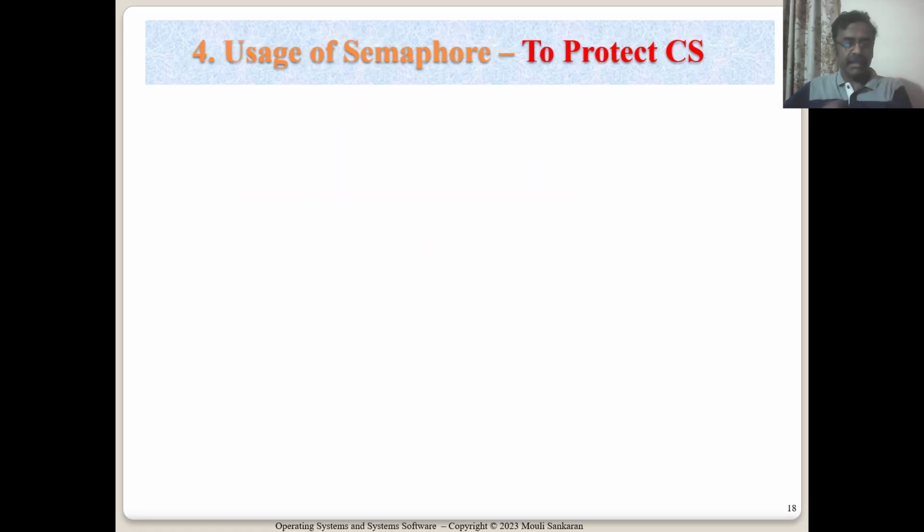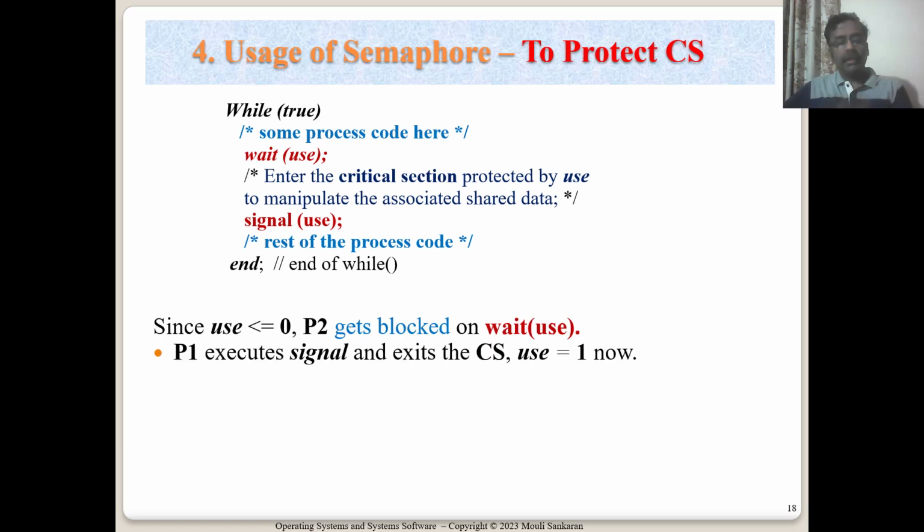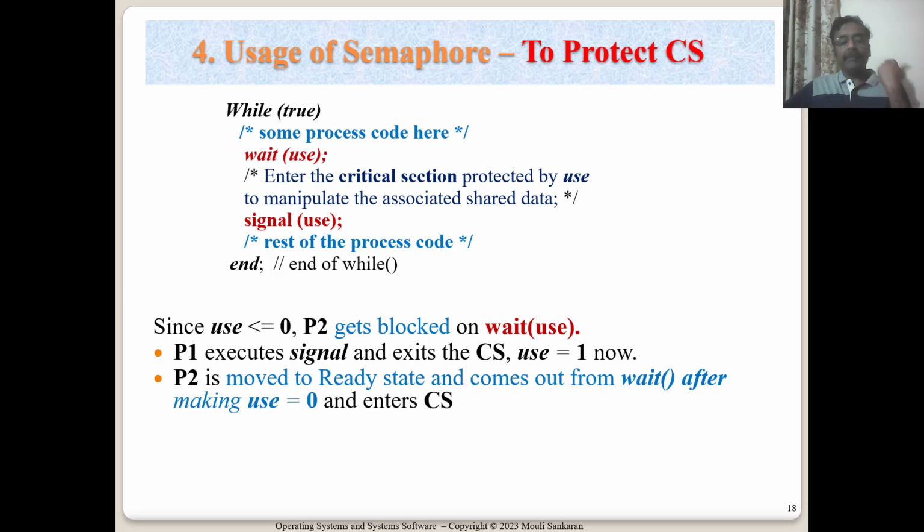So P1 is in the critical section. Indirectly it means that P2 gets blocked and P1 executes signal. Now P1 is done with its job within the critical section and it executes a signal function call. Then use will be made 1. Then it indirectly impacts P2, which was in the blocked state, and it will be made ready.